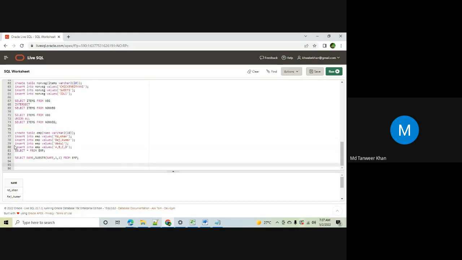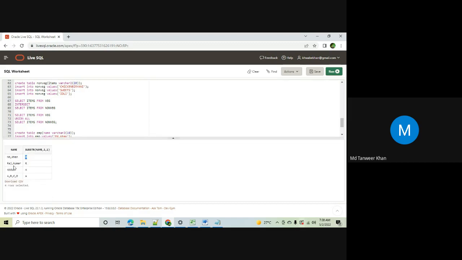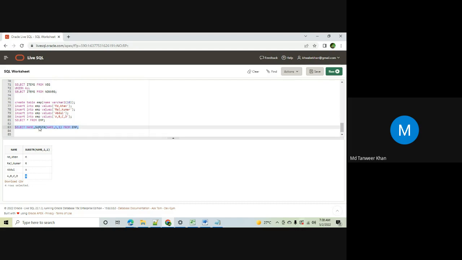I'm executing a query, and you got the output as name MD comma Khan. Only M is coming here. In the second record only R is coming, only A is coming here, and only A is coming here. Why? Because I have used this substring, SUBSTR. This is known as the substring function.